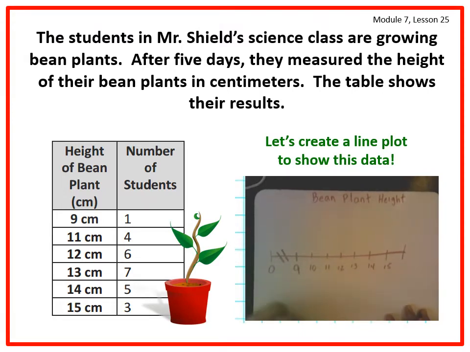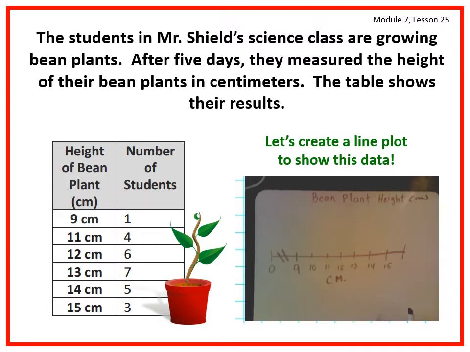And we're missing one more thing. Who remembers? Yes, we need to put the unit where we're going to be working with. So in this case, as you can see on your table, where it says height of bean plants, it says centimeters, right? So we can put centimeters here as well because that's what it says on the table. Okay, so we have our three things that we need. Our title, our number line, and our unit. Now we're ready to work.